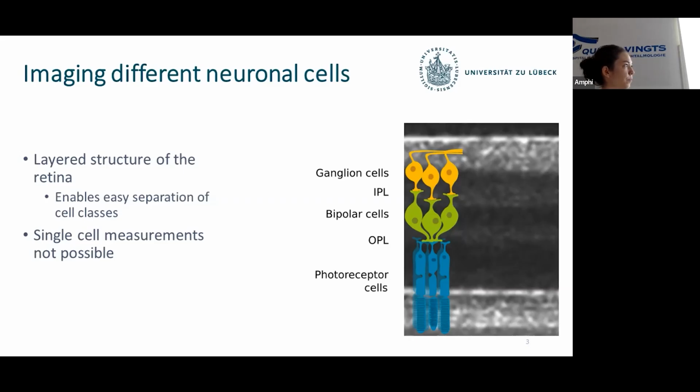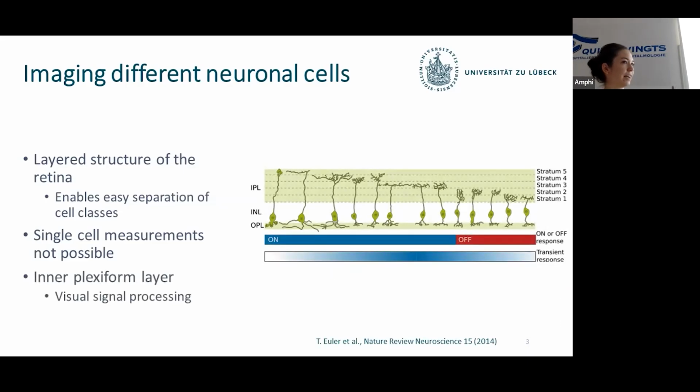That's why we focused a little more intensely on the inner plexiform layer, because we saw here the opportunity to distinguish different ganglion and bipolar cell types without the need of resolving single cell bodies. That's because the inner plexiform layer is, like the retina, a layered structure where specific bipolar and ganglion cell types, which are specific to a very specific feature in the visual signal, only stratify at very specific depths of the inner plexiform layer. This is shown here for two examples. The first one is the on and off stratification.